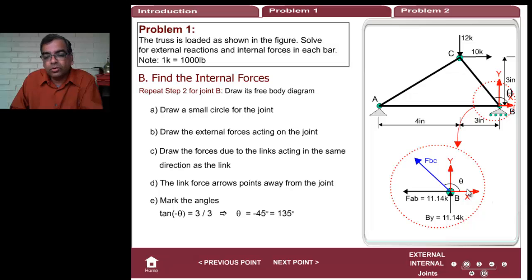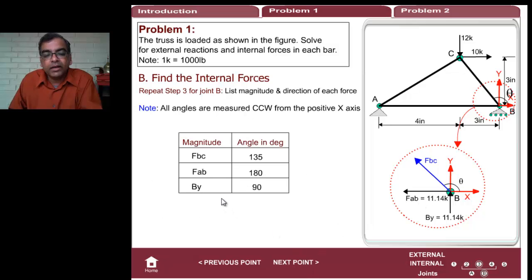This angle, notice, is more than 90 degrees from the positive x-axis, so make sure theta is 135 degrees, so be careful about that, okay? Then FAB is 180 degrees and BY is 90 degrees. Why is that? Remember, the base of it, this point, makes 90 degrees, so you have to draw the arrow here and calculate this angle. That's 90 degrees, not the tip angle. The base angle is what we are interested in. So all of them are the base angles, not the tip angle, okay?